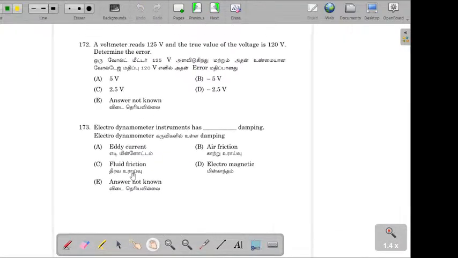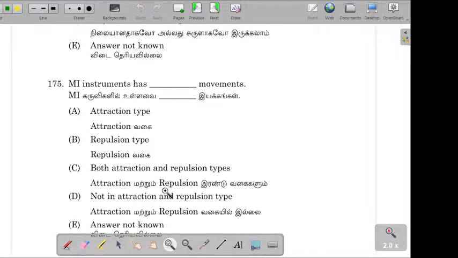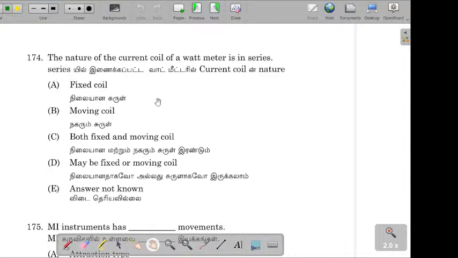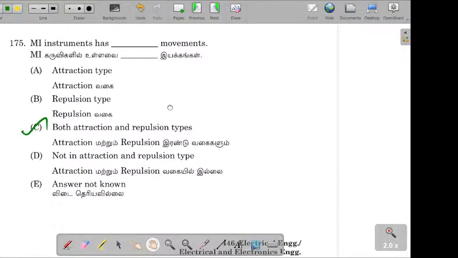172nd question. A voltmeter reads 125 volt and the true value of the voltage is 124. Determine the error. Error will be 1 volt. Electrodynamometer instruments are eddy current damping. The nature of the current coil of a multimeter is in series, fixed coil. MI instruments have attraction and repulsion type movements. It has both attraction and repulsive type movements.